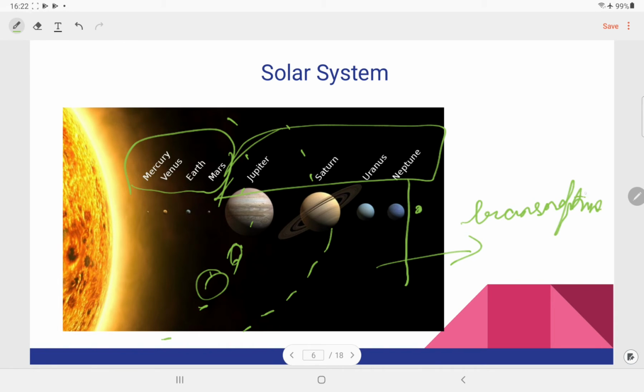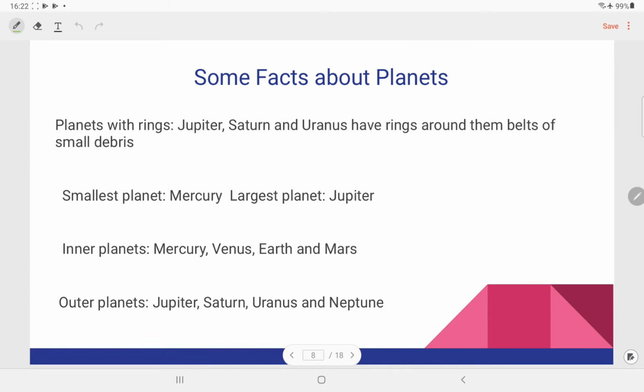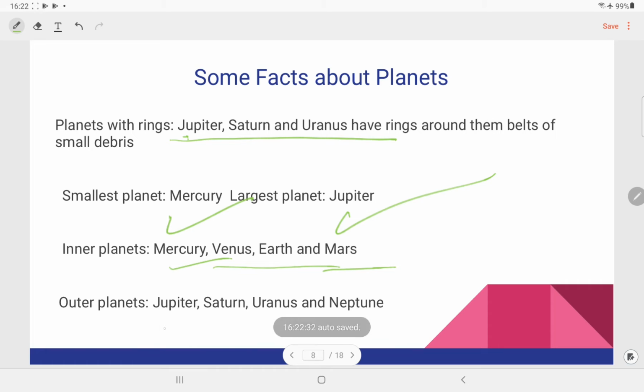Suppose a question in prelims is asked: is Uranus a trans-Neptunian planet? No. And if asked: is Pluto a trans-Neptunian dwarf planet? Then yes, it is. So these were the facts about planets, and some more facts are there. Jupiter, Saturn, and Uranus have rings around them. The smallest planet is Mercury, the largest is Jupiter, the inner planets are Mercury, Venus, Earth, and Mars, and the outer planets are Jupiter, Saturn, Uranus, and Neptune.